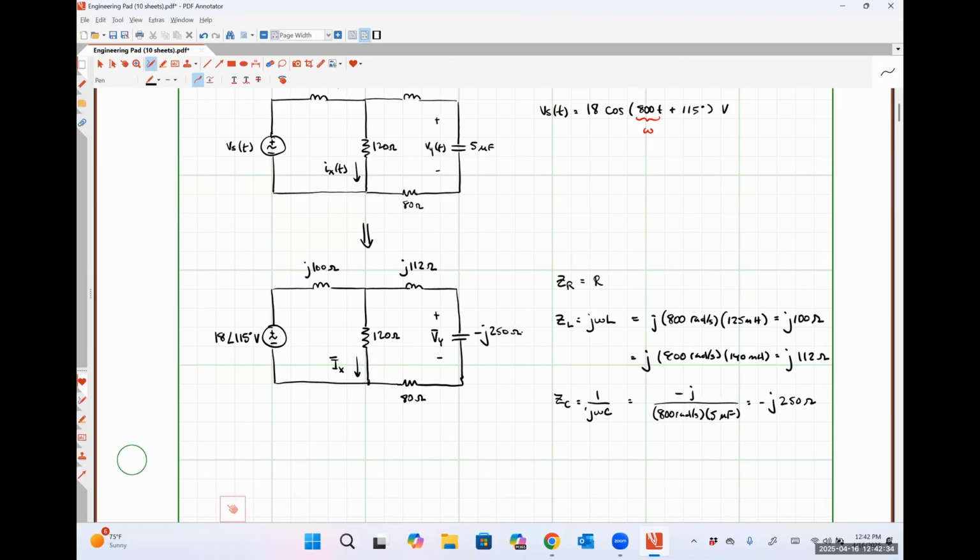So now our circuit has been completely switched from the time domain into the frequency domain, which means instead of using calculus and trig, we can simply use algebra and DC circuit analysis techniques. So with that in mind, how might we go about solving for either of these quantities that we're interested in, our phasor current Ix or our phasor voltage Vy?